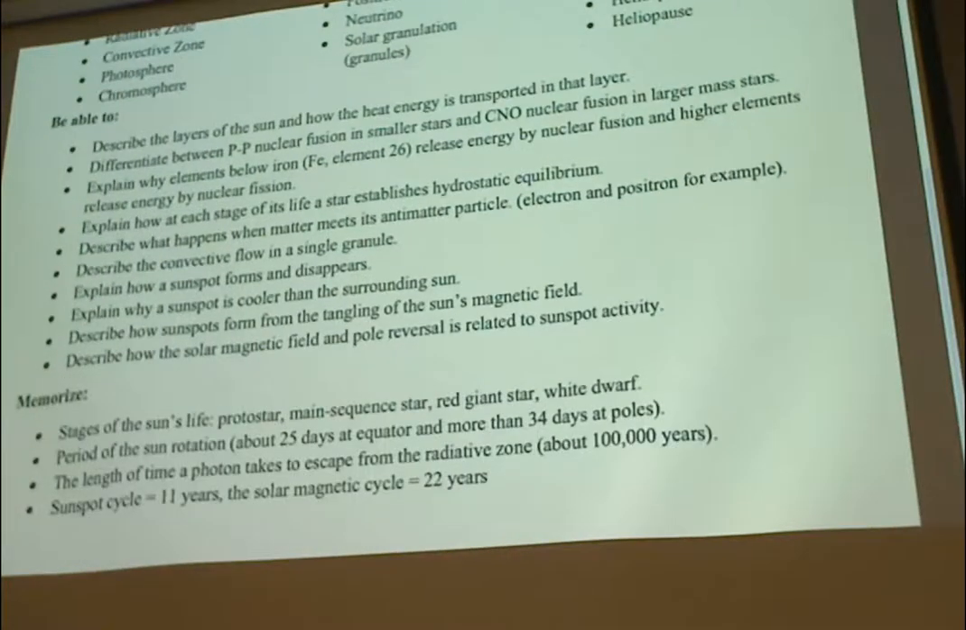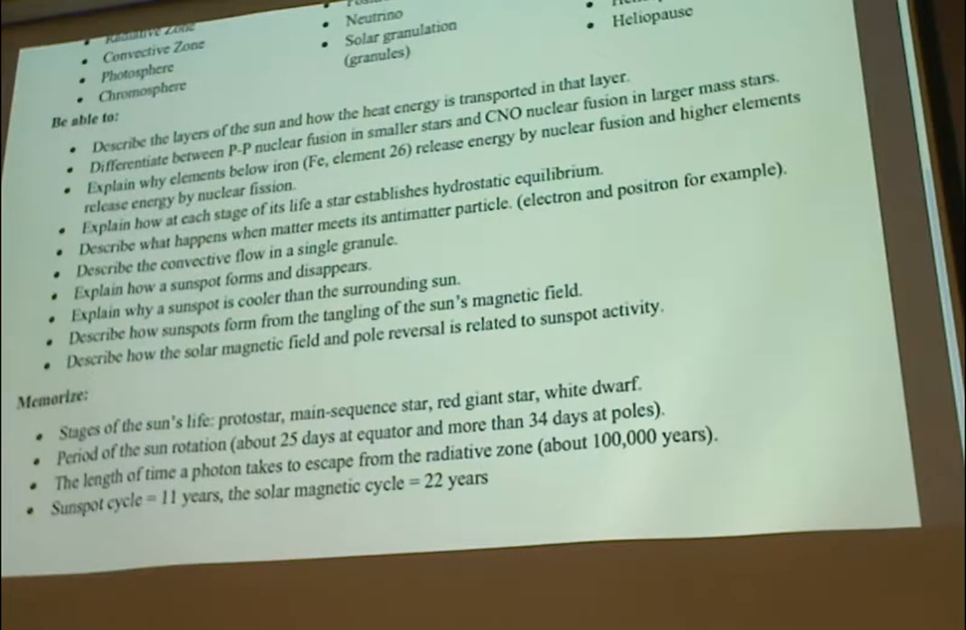Explain how at each stage of life, a star establishes hydrostatic equilibrium. That's not really a great statement, but whatever. In order to be alive, what is the star doing? Well, it's living. It hasn't collapsed, right? In order to not collapse, a star has to do what? It has to be in hydrostatic equilibrium.